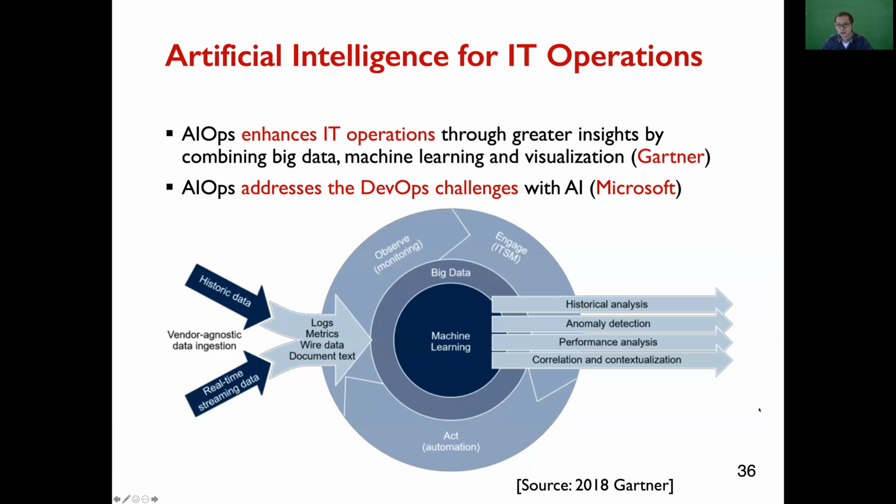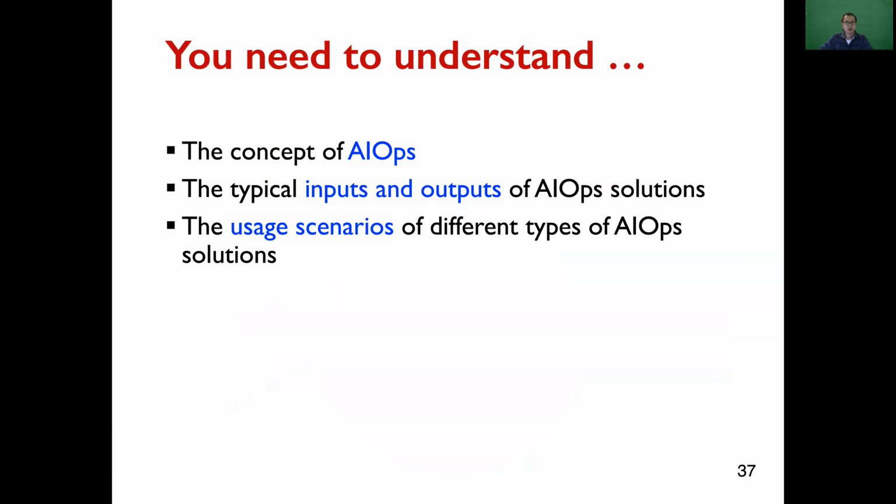And we covered different application scenarios of AIOps in the lecture. What you need to understand is the basic concept of AIOps, the typical inputs and outputs of AIOps solutions, and the usage scenarios of different types of AIOps solutions. There are some exercises during the class, so you may get some insight from there. For example, given a scenario, what types of AIOps solutions would you apply?